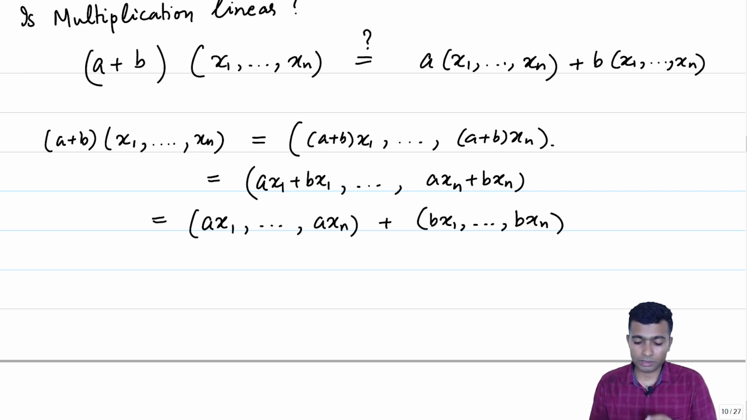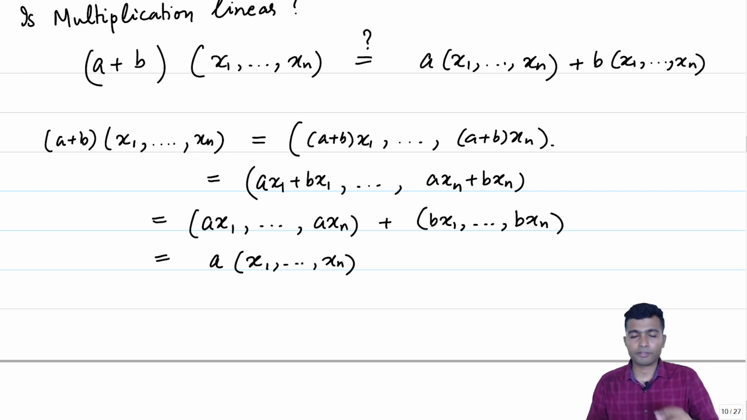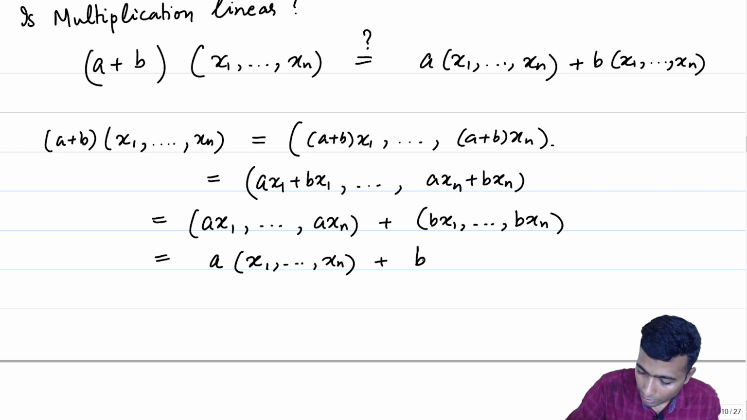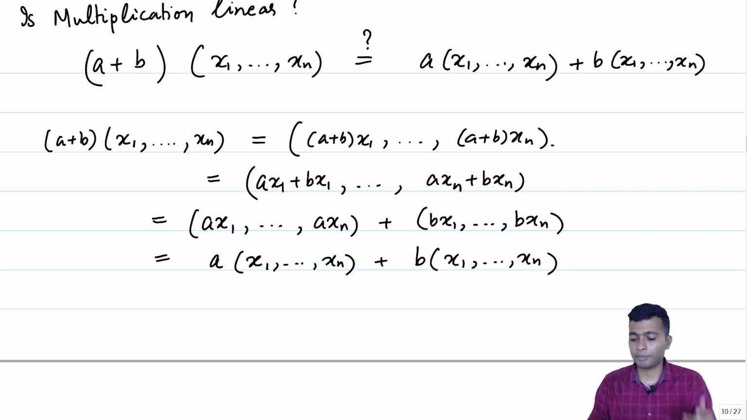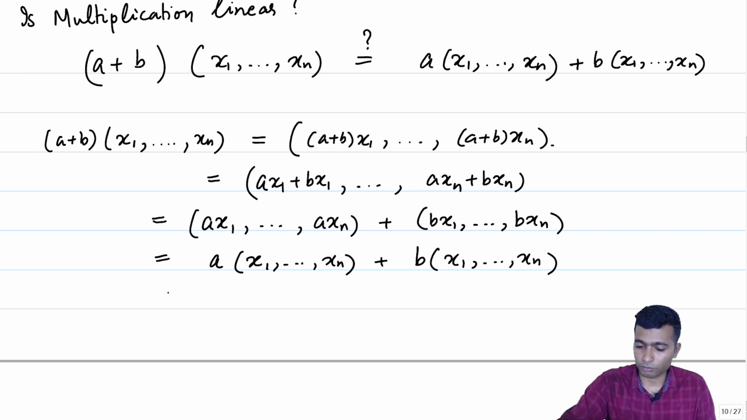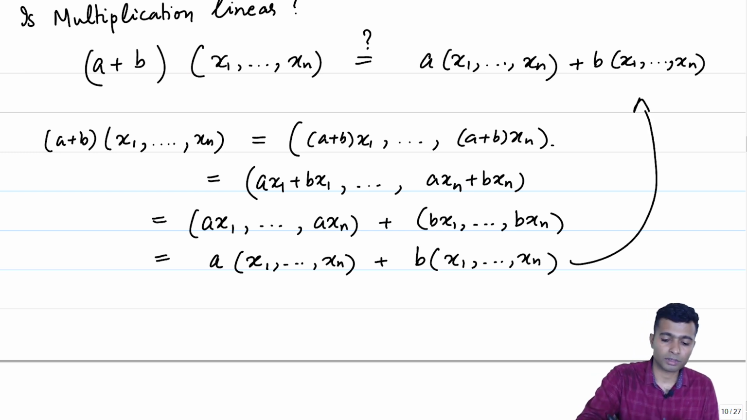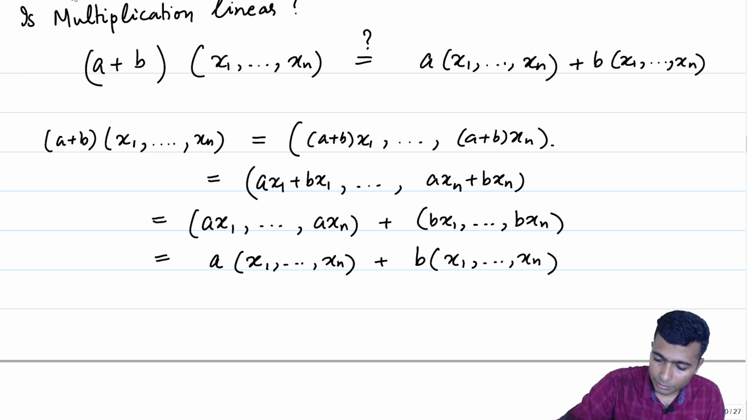And again, now we will use the definition of what the scalar multiplication is. If you look at the scalar multiplication of a with the vector x1, x2 up to xn, we get back ax1, ax2 up to axn. And similarly, if you look at the scalar multiplication of b with x1, x2 up to xn, we get back bx1, bx2 up to bxn. And that's precisely what we were trying to prove, right? This is exactly equal to what we have written here.